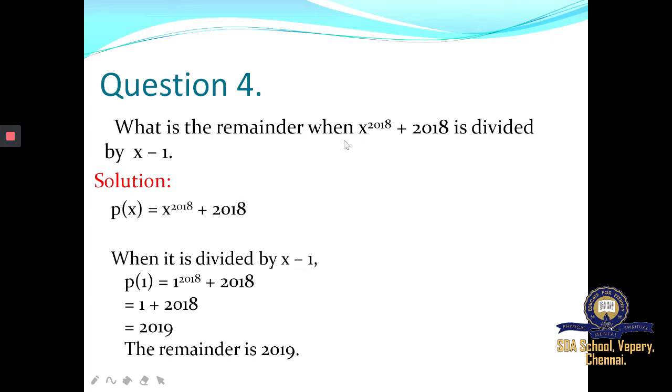So wherever you find x, simply substitute it with 1. Then p of 1 equals, in the place of x I have replaced it by 1, 1 to the power 2018 plus 2018, and you know 1 raised to any power will give back 1 only. 1 plus 2018 will be equal to 2019. Therefore, the remainder is 2019.